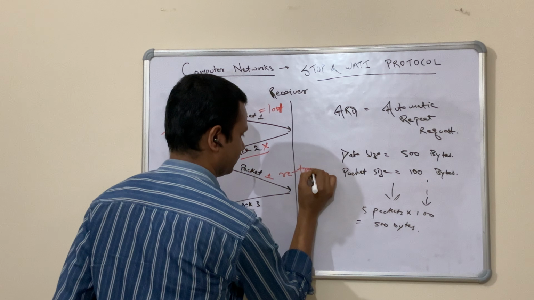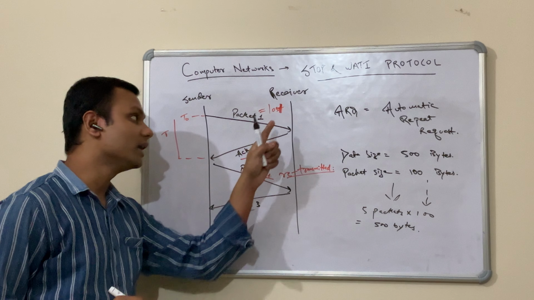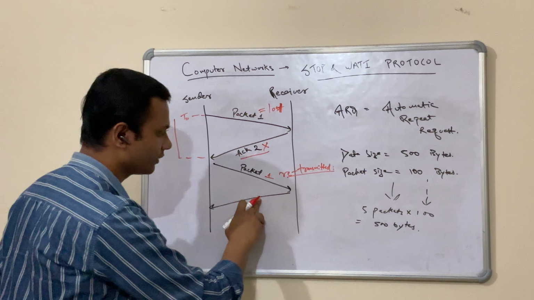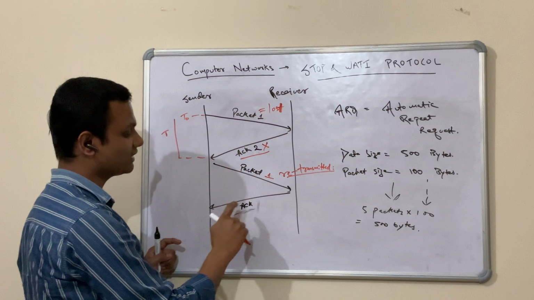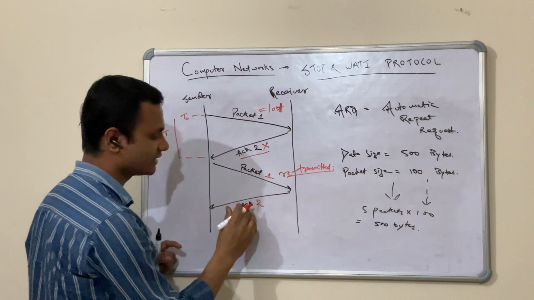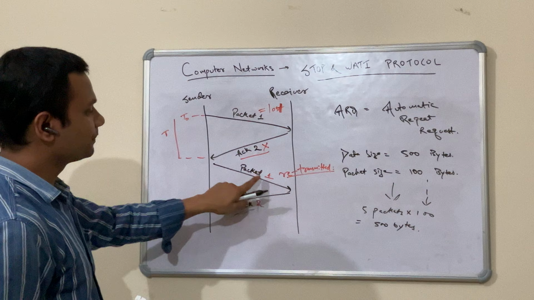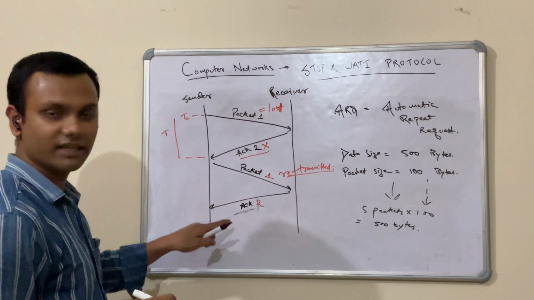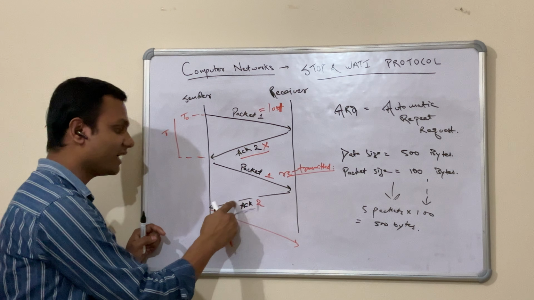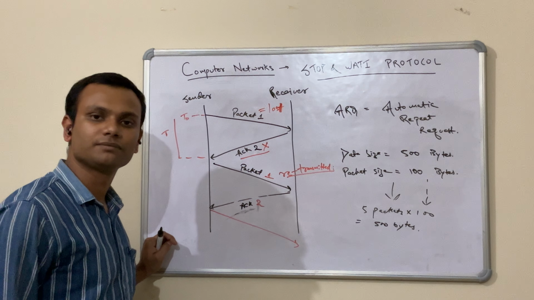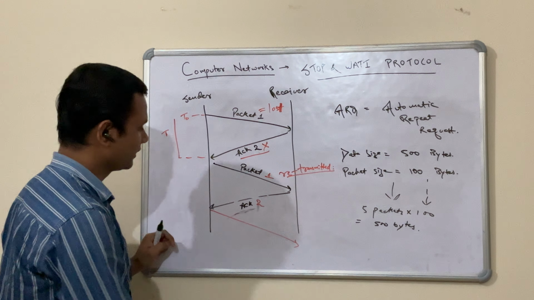Packet 1 is retransmitted, and this time, when it is not lost, the receiver gets packet 1. So the receiver sends ACK. What is the next packet which the receiver wants? Packet number 2. So it sends ACK 2. So packet 1 is received, ACK 2 has been sent. Now packet 2 will go. But what if this ACK itself got lost? Here the ACK got lost.